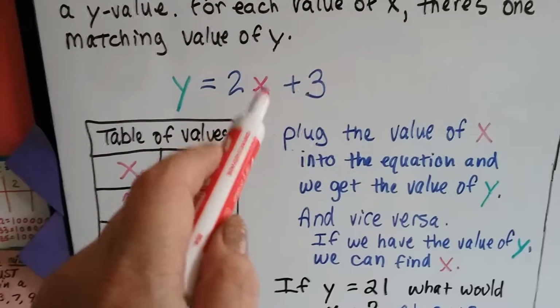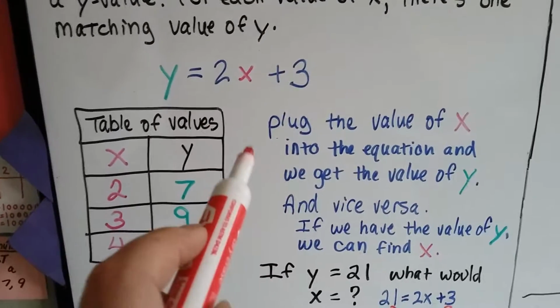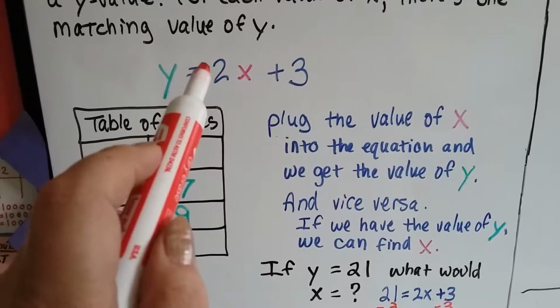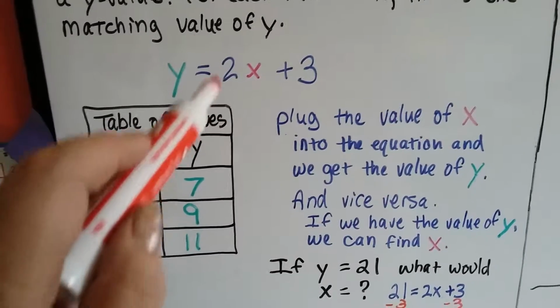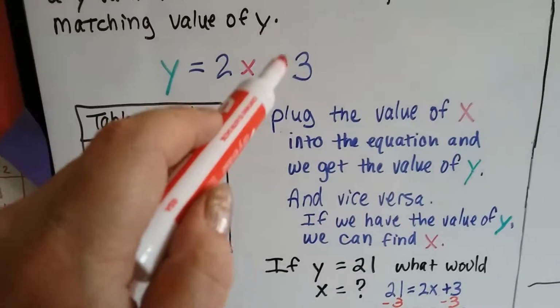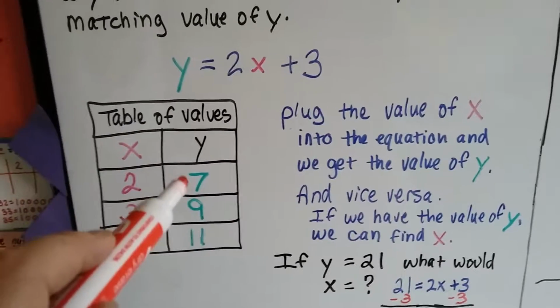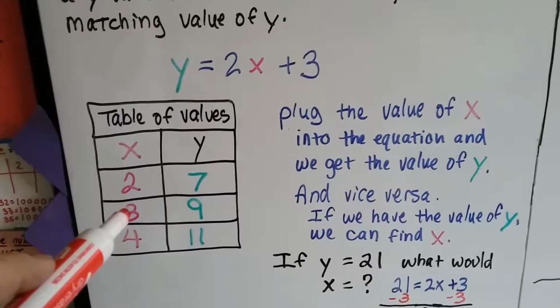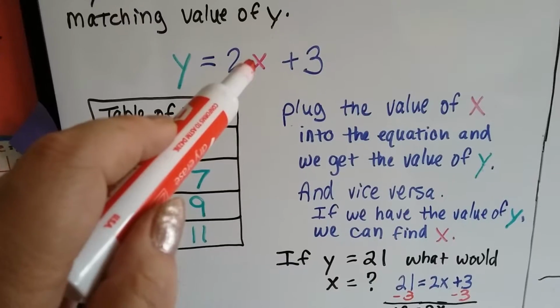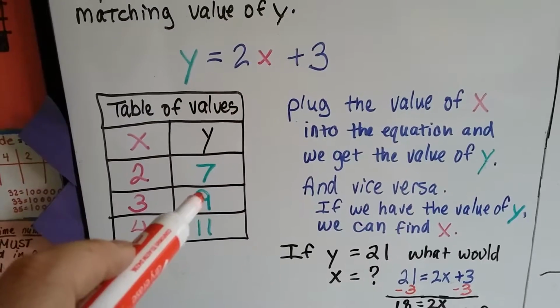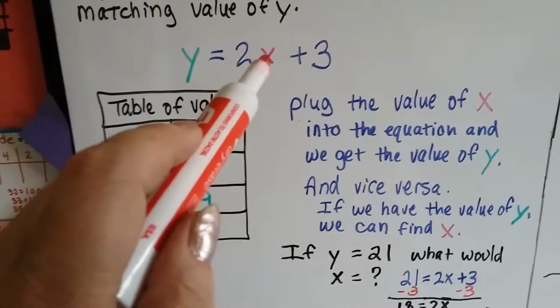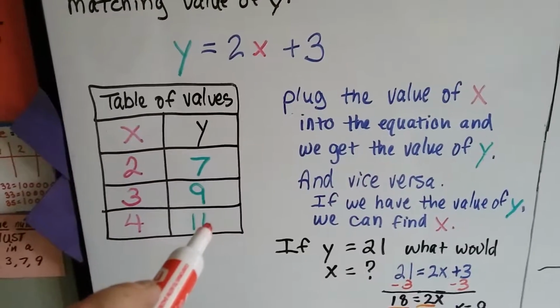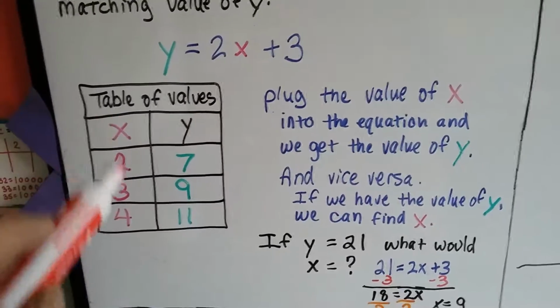y equals 2x plus 3. We plug the value of x into the equation, and we get the value of y. So if the value of x was 2, that means 2 times 2 is 4, plus 3 is 7. So the value of y is 7. And if x was 3, 2 times 3 is 6, plus 3 is 9. The value of y is 9. And if the value of x was 4, 2 times 4 is 8, plus 3, the value of y is 11. See?